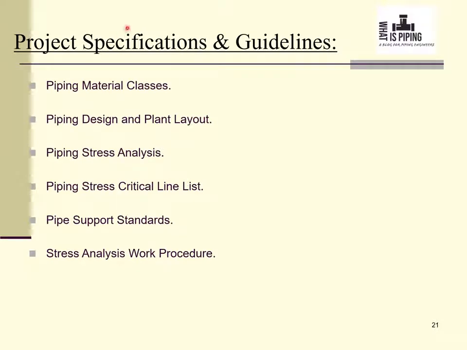Now, project specification and guidelines for performing stress analysis. Various project specification and guidelines will be required. Normally, piping material classes, piping design and plant layout guidelines, piping stress analysis work instruction or guidelines, piping stress critical line list, pipe support standard, means how pipe system has to be supported, and stress analysis work procedures. All these guidelines will be required for performing pipe stress analysis.